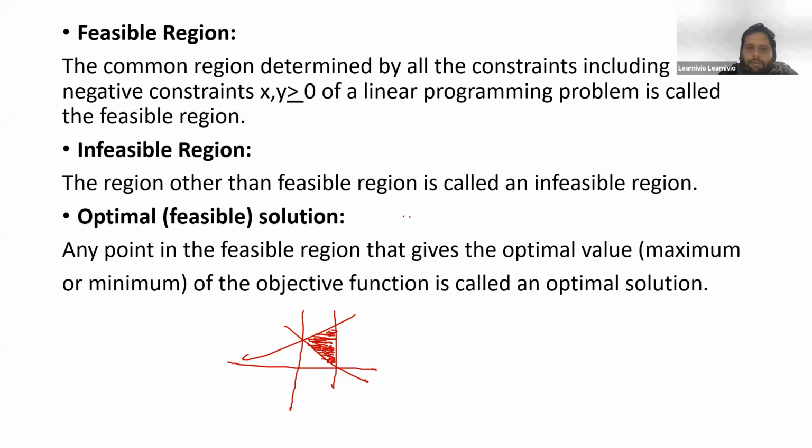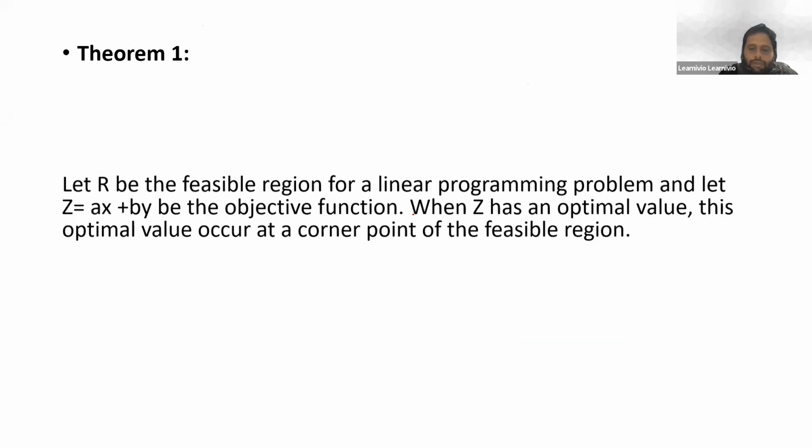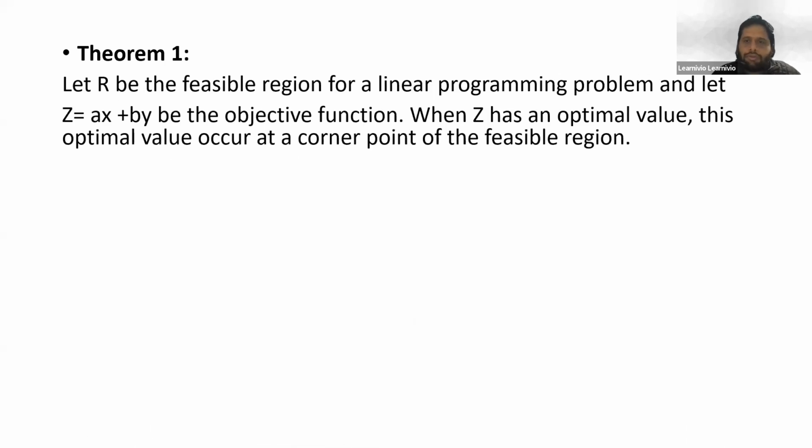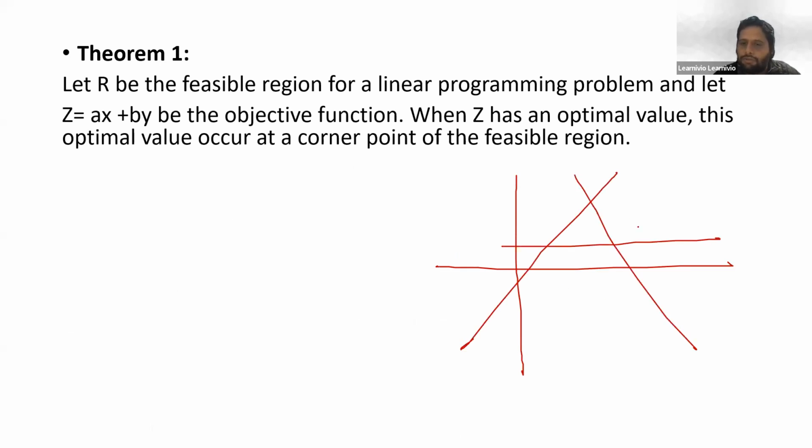Okay, so we will discuss the questions which they have given in the CBSE sample paper. And now the theorem. Now let R be the feasible region for a linear programming problem. The constraints are given to you. You will draw a graph, for example, this one. This is your feasible region, this one.